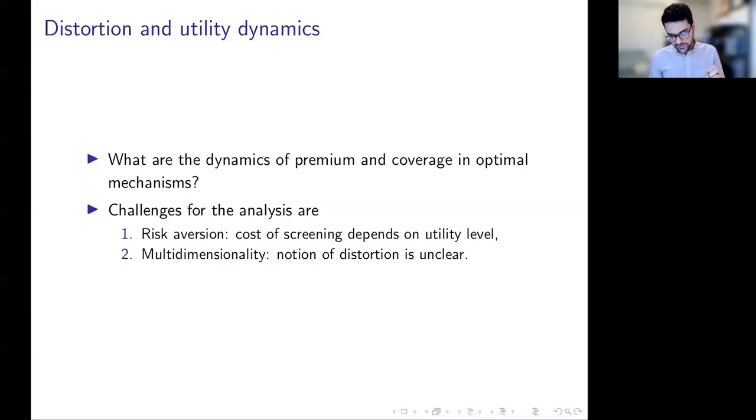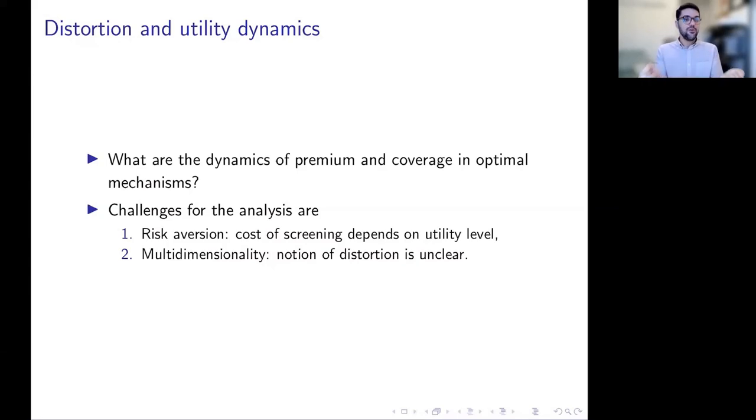So the presence of risk aversion means that when we're looking at the cost of screening, if I want to offer different utility levels to agents with different types, this is going to require exposing the agents to risk or introducing distortions, which means that offering the same utility level to the agent is going to cost more for the insurance firm now.